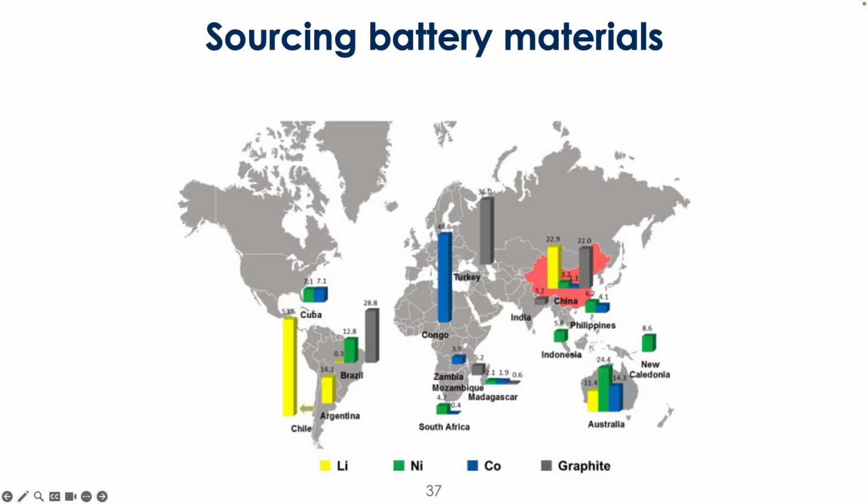Graphite, as we know, is important for the anode material. This map differs a little bit from my understanding. China is a really big one for graphite, and Mexico, I know, is a big one for graphite. And then there's a couple other countries that are showing up here.